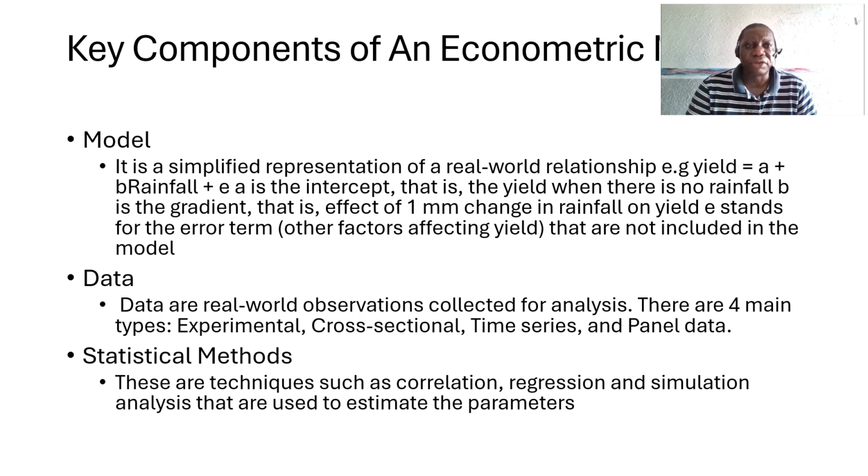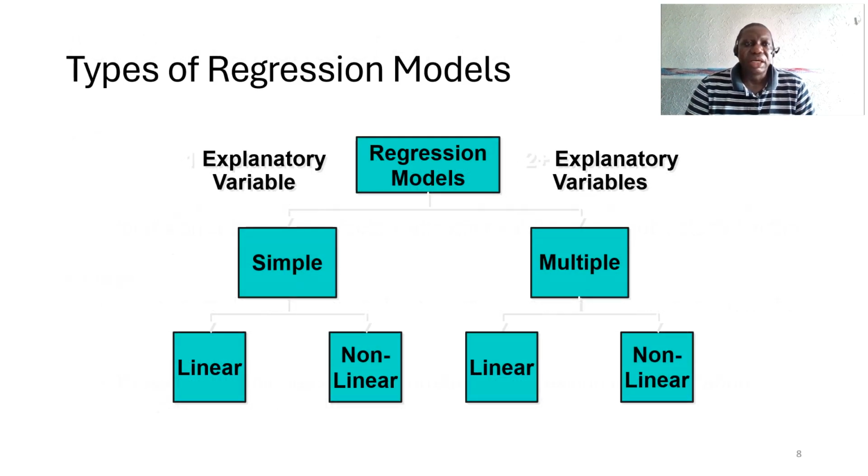You collect the data from people. And we have four different types. We have the experimental data, cross-sectional data, time series data, and panel data. The moment you have the data, the next component is the statistical methods, that is the estimation technique. What are you trying to use in order to define the relationship? And one of those methods is regression.